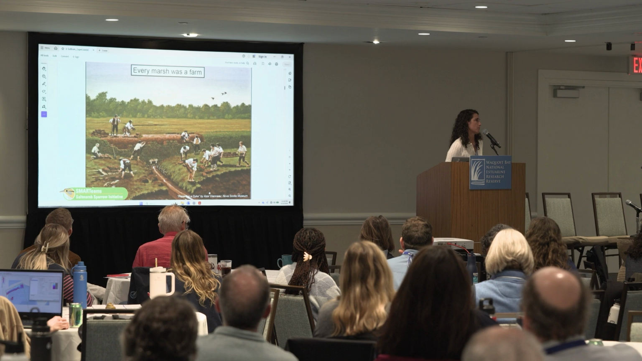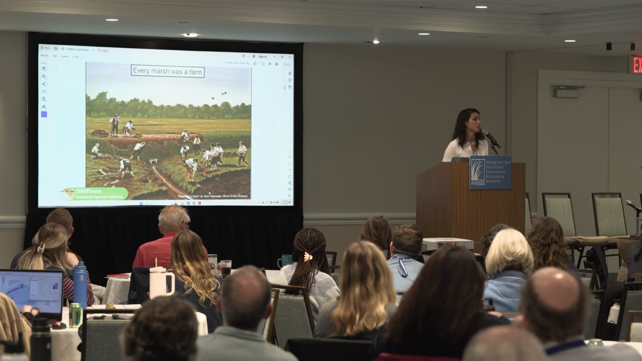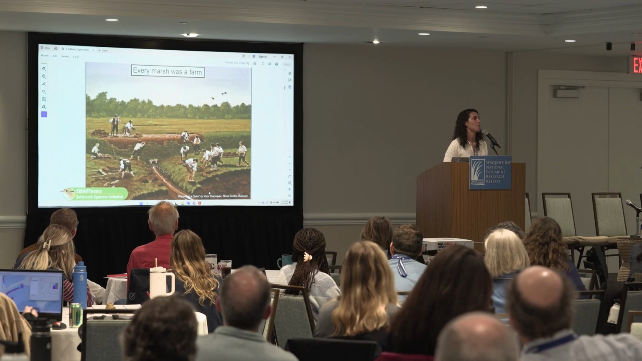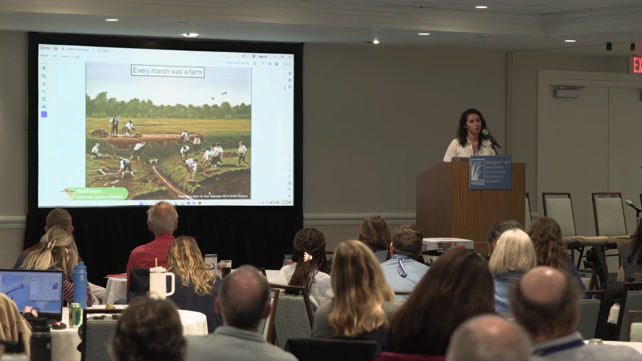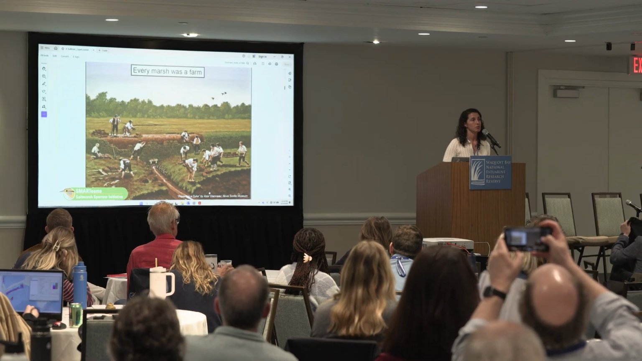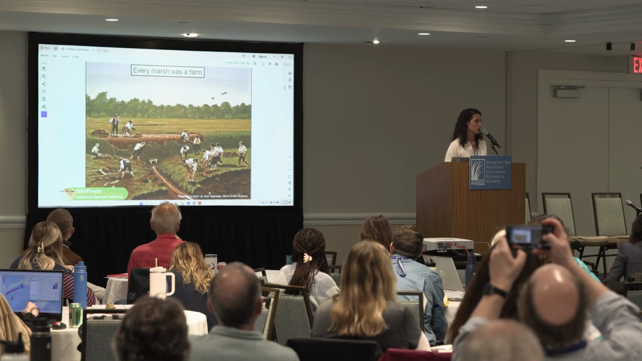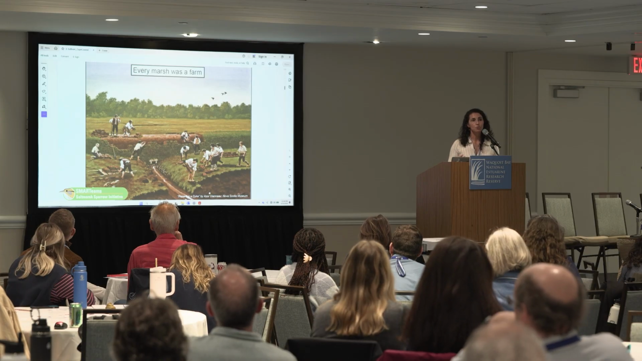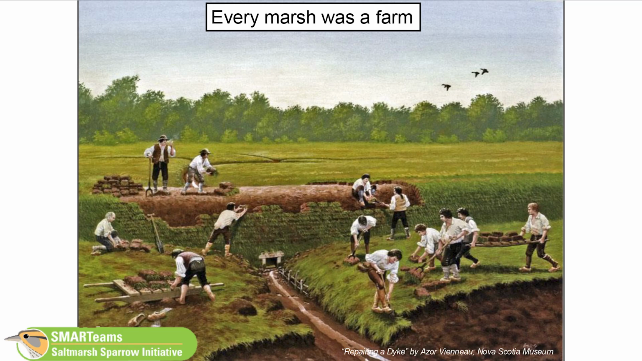So perhaps a less known fact is that every salt marsh used to be a farm. And I'm going to stop for a minute and introduce the SMART team, which is a team of researchers and practitioners who have formed together to help us understand and really study these legacy agricultural features that are impacting marshes. And this group also provides some training for practitioners to understand how to identify these features. And then they also help provide restoration design oversight and advice.